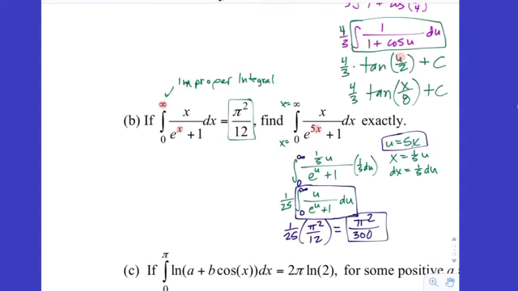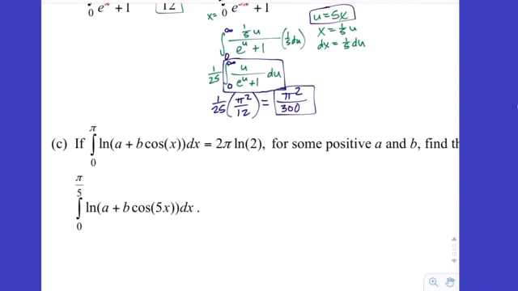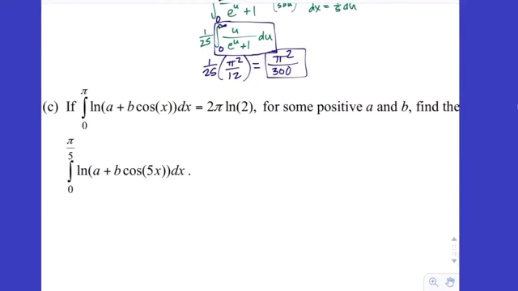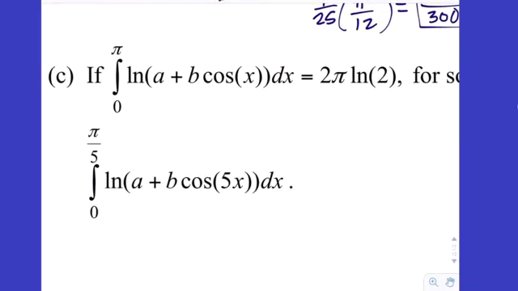Okay. Any questions on letter B? Well, let's proceed to the next letter in the alphabet, letter C. If the integral from 0 to pi of the natural log of a plus b cosine of x is 2 pi ln 2, for some positive a and b, find the exact value of the integral from 0 to pi fifths of the natural log of a plus b cosine of 5x. Okay. Tell me quickly what we're going to do.